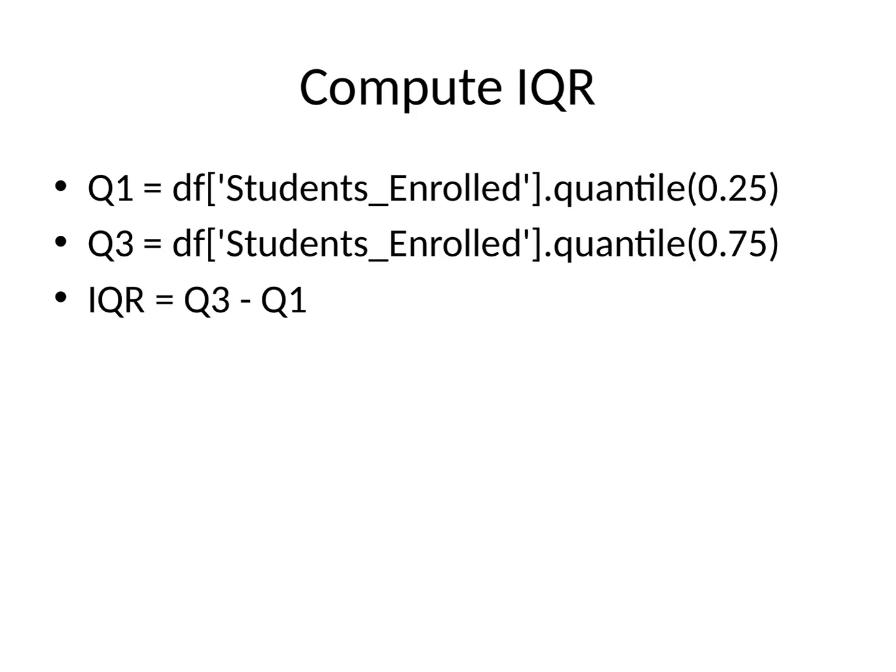Now, finding outliers is an important step in data management. Find Q1 by taking the 25th percentile of the students enrolled column using the data frame quantile method, and find Q3 by taking the 75th percentile the same way. The interquartile range, or IQR, is Q3 minus Q1, which measures the spread of the middle 50% of the enrollment data.